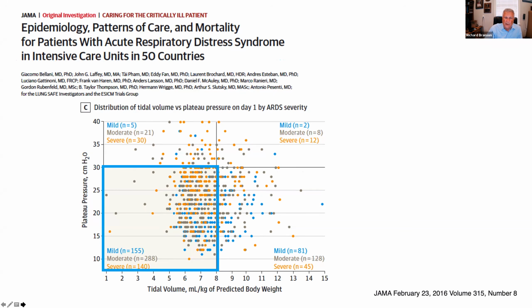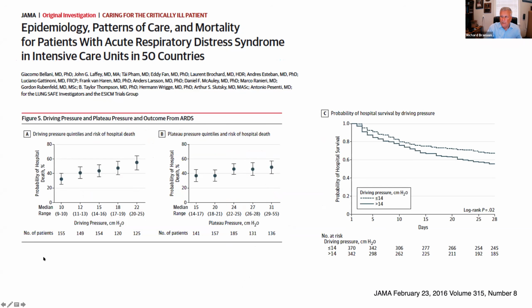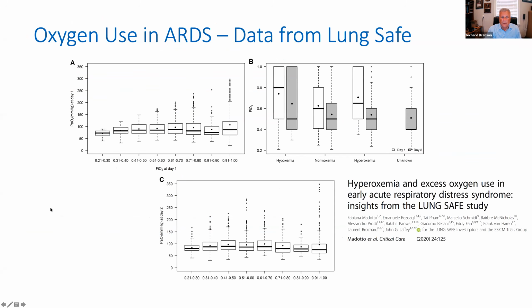And one other part of this study was that people underdiagnosed ARDS. If you looked at the patients who actually met the criteria and the number of patients the sites said had ARDS, they undershot it by about 20%. Following up again with the same plateau pressures and driving pressures associated with outcomes in the LungSafe study, again it points to this: driving pressure less than 14 results in better outcomes than driving pressure greater than 14.